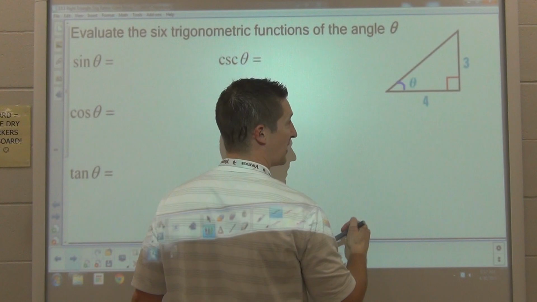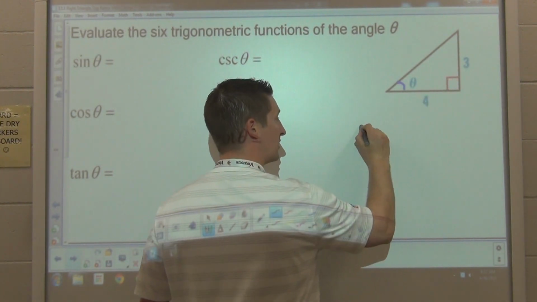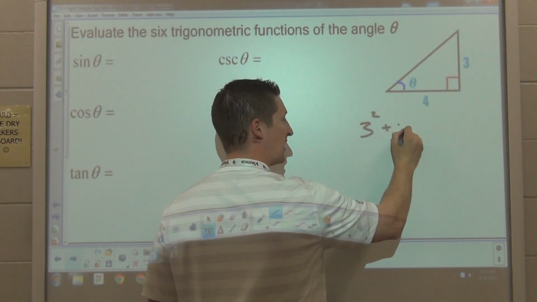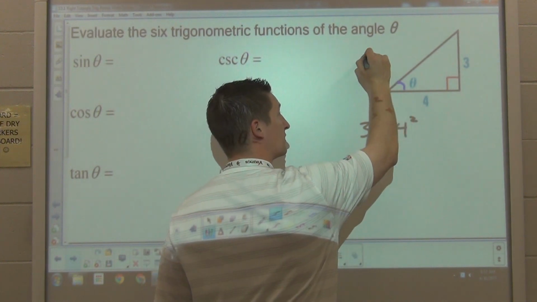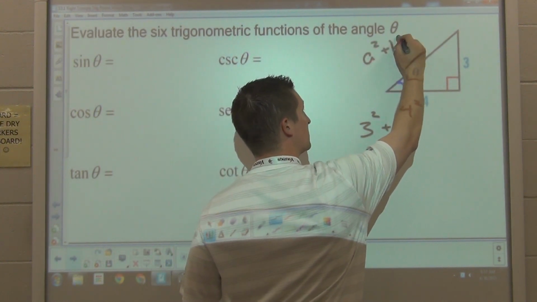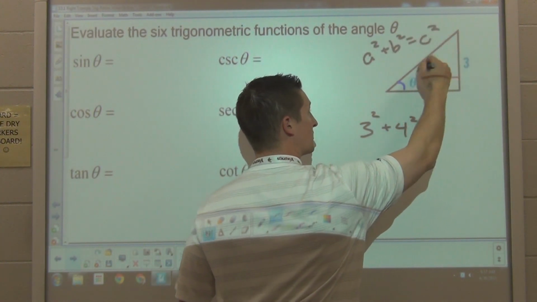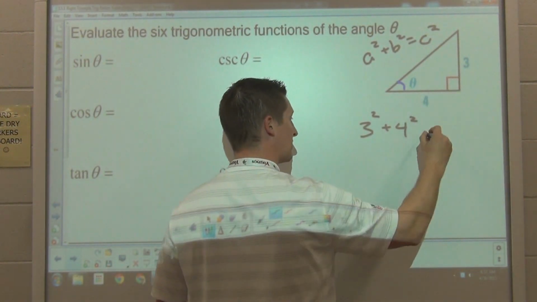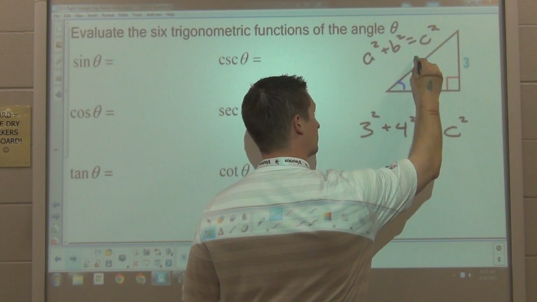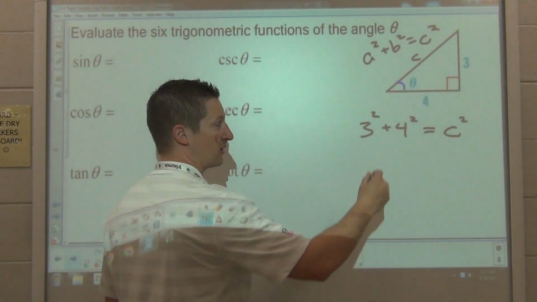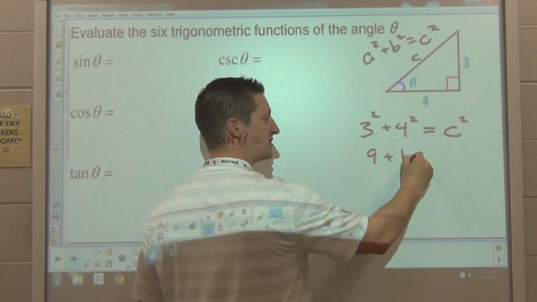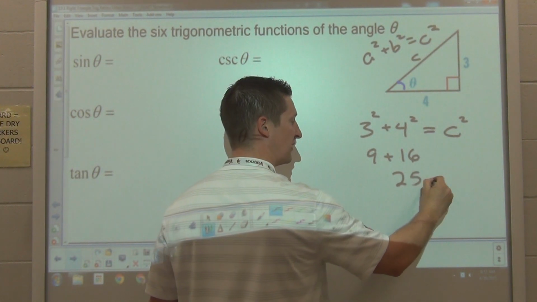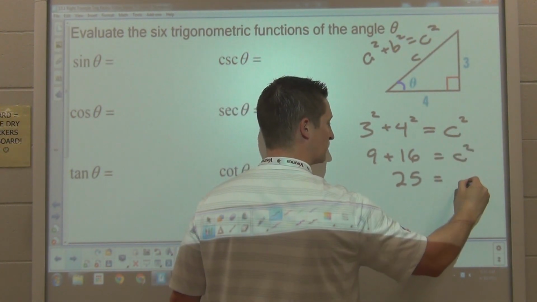Since I'm looking for the hypotenuse, I'm going to take the square of the sides and add them together. So again, Pythagorean Theorem is a squared plus b squared equals c squared, where c is the length of the hypotenuse. So I don't know what c is, but I'm going to solve for it. 3 squared is 9, 4 squared is 16, 9 plus 16 is 25. That all equals c squared.